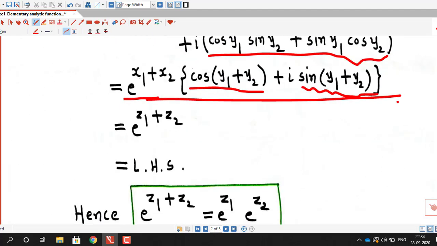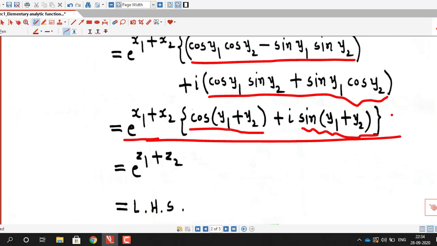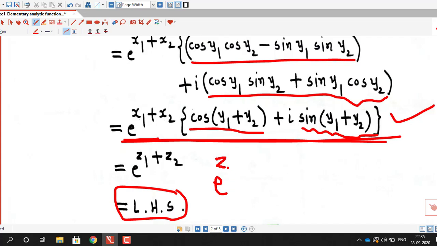So you can see this is nothing but e to the power z1 plus z2. So that is the right hand side of our property. So we have shown that for any two complex numbers z1 and z2, e to the power z1 plus z2 is e to the power z1 into e raised to z2.